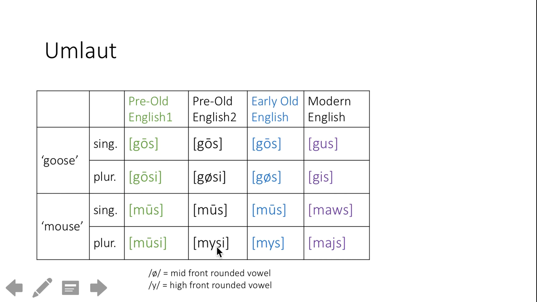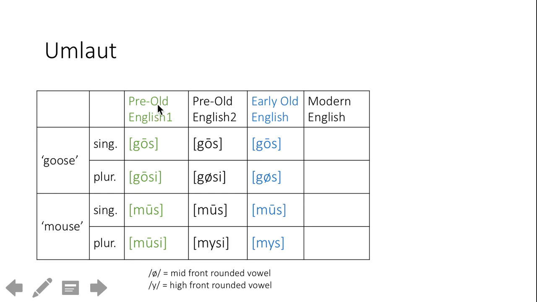First of all, our modern English forms are goose for the singular and geese for the plural, mouse for the singular and mice for the plural. But let's not worry about modern English for now. Let's just focus on the changes that occurred earlier. You'll notice that the singular forms for goose and mouse stayed the same: goose, goose, goose, mouse, mouse, mouse. But what about the plural?